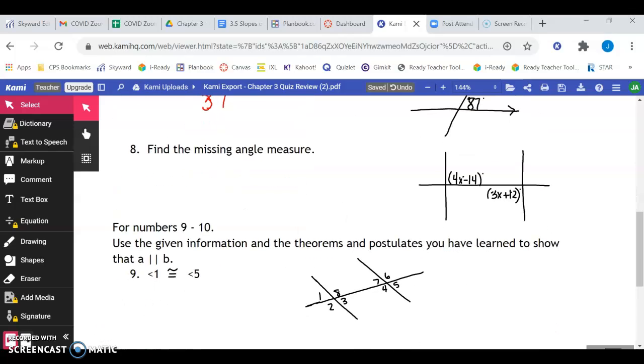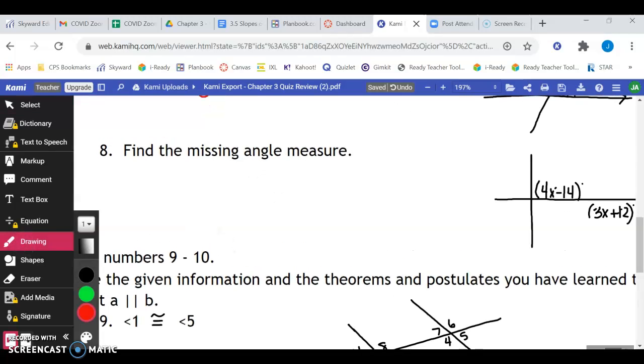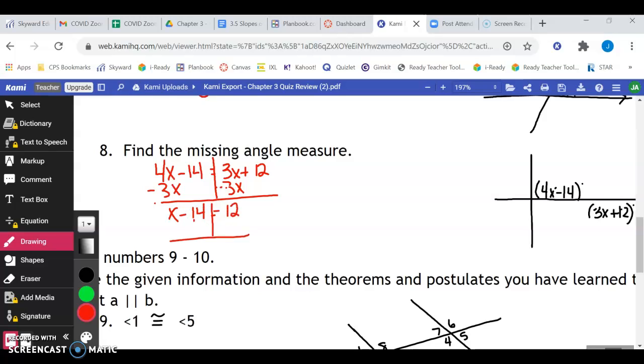Number 8, find the missing angle measure here. These lines are parallel, so these are alternate interior angles, so those are the exact same measure. So I am going to set both angles equal to each other. So we're going to have 4x minus 14 equals 3x plus 12. I'm going to move the 3x first, so I'm going to minus 3x from both sides. So I have 1x minus 14 equals 12. And then I'm going to add 14 to both sides. So x equals 26.